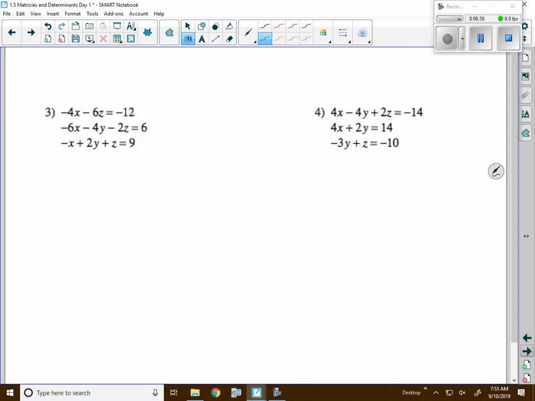Remember, be very careful when you're doing this. You may be missing a variable. So in line 1 for number 3, we have -4 in front of X, but there's no Y. So since there's no Y, we fill in a 0. And then -6 for Z, and -12 on the other side of that equal sign. So be careful on those.